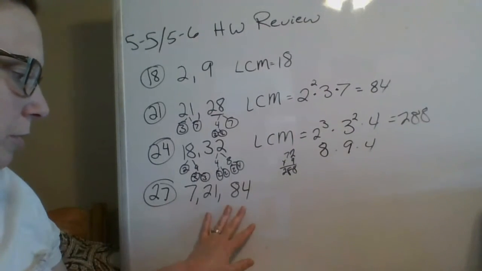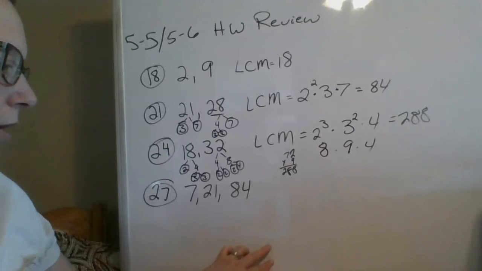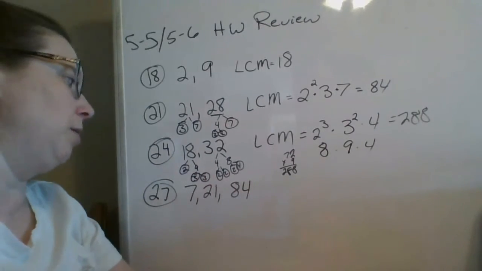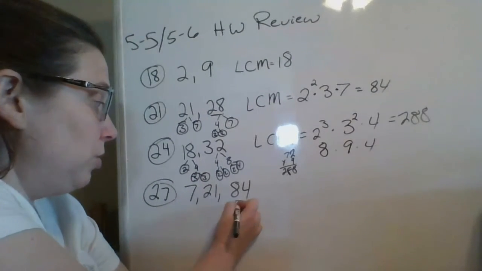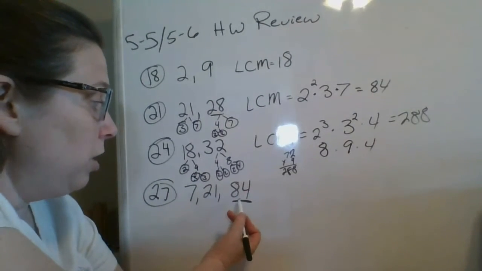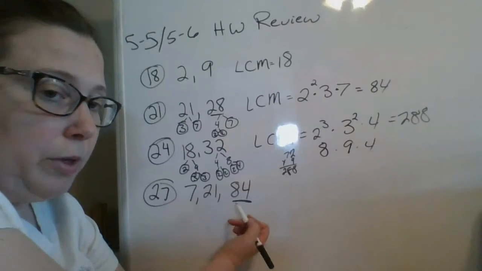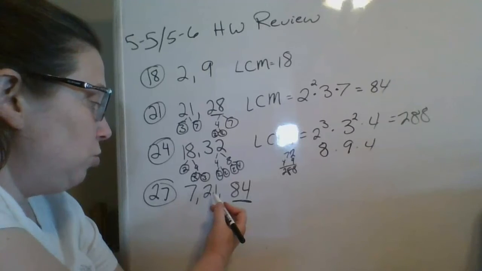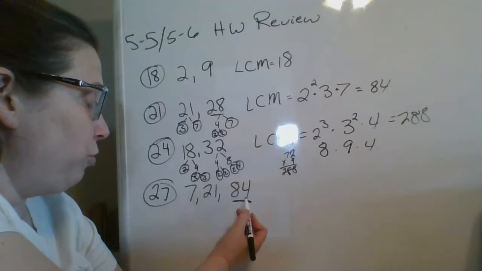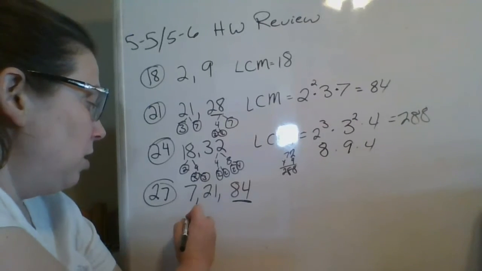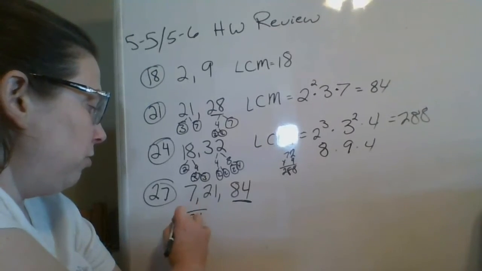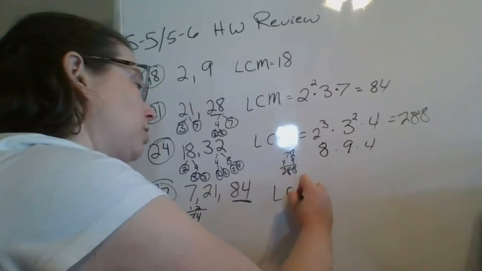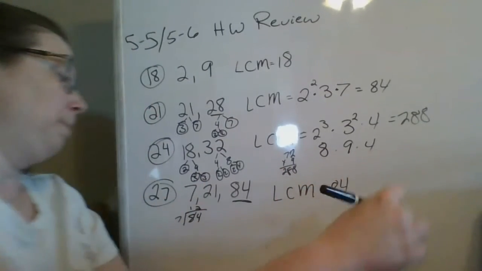27, we have 3 numbers that we're working on. So this would happen if you had 3 fractions that you were trying to add or subtract, and they all had different denominators. You're going to do what you do if you have 2 and start with your larger number. If both of these go into 84 without a remainder, that's going to be our least common multiple. 21 times 4 is 84, so that works. And 84 divided by 7 would be 12. So that also works. So our least common multiple here is 84.